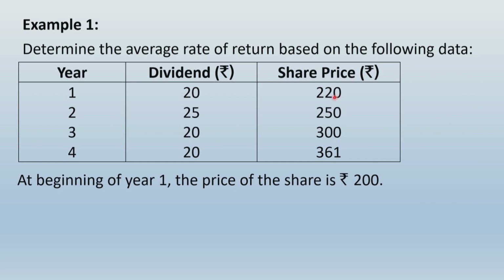When you come to the third year, this will be D1, this will be P1, and the base price will be 250. When you come to the fourth year, 20 will be D1, 361 will be P1, and 300 will be P0. I am sure you are able to understand how we are connecting this information. Now let us also look into how to present the solution for the same.